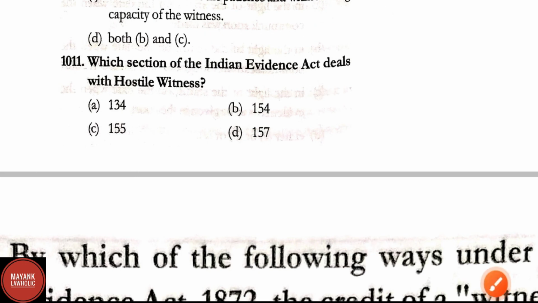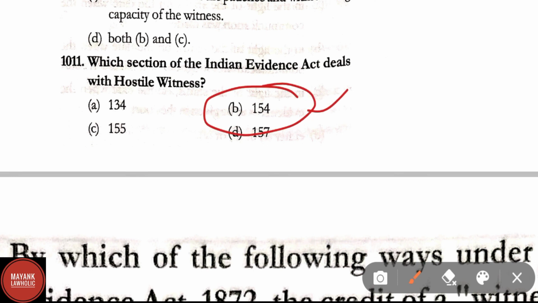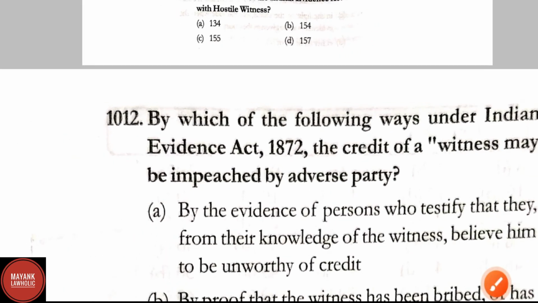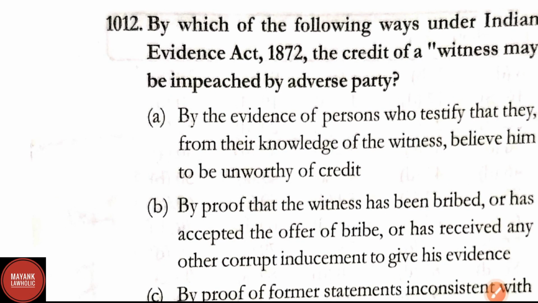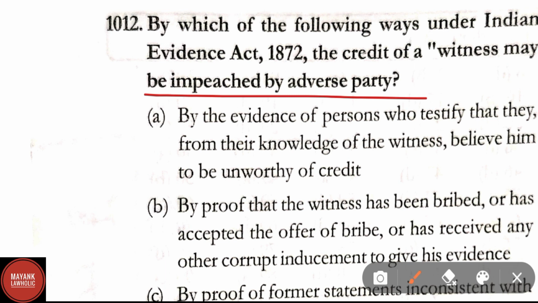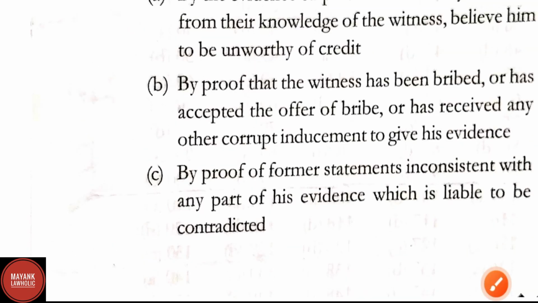1011. Which section of the Indian Evidence Act deals with hostile witness? Here correct answer is option B, that is Section 154 of the Indian Evidence Act. Question number 1012. By which of the following ways under the Indian Evidence Act credit of a witness may be impeached by the adverse party? Here correct answer is option D, that is all of the above.